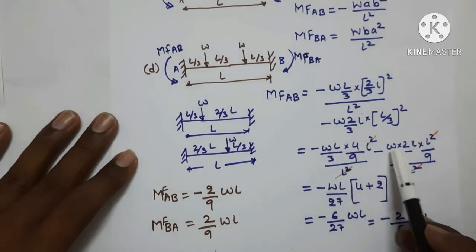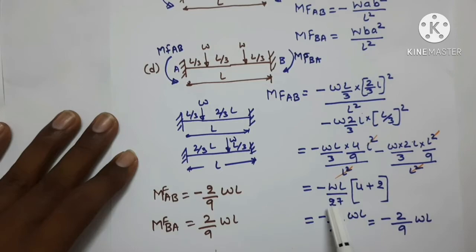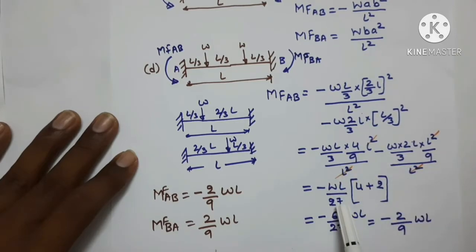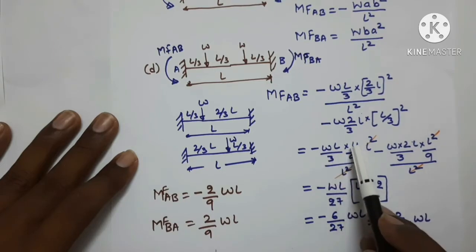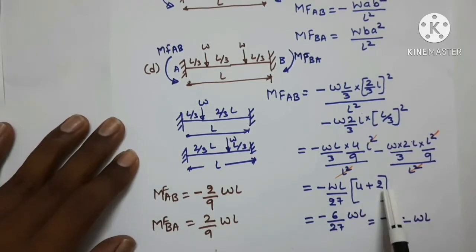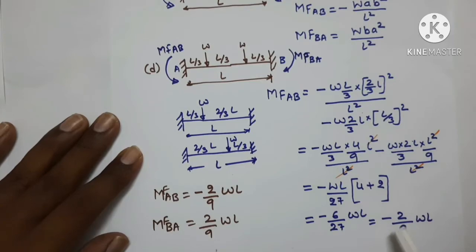So W L is common in both the cases, so I have taken the minus sign outside W L. This 27 is also common in both, so I will take minus 27 common. Then it is 4 plus 2. If I applied it inside, it would be minus once again, so if I take it outside, then it will be plus. So it is 6 divided by 27. So minus 6 divided by 27 W L. If we simplify this, it is minus 2 by 9 W L.